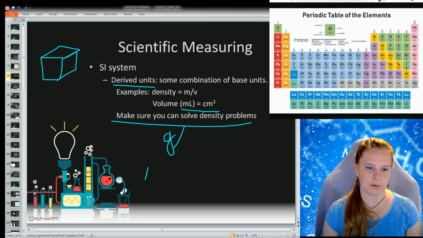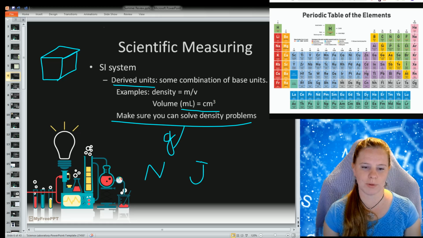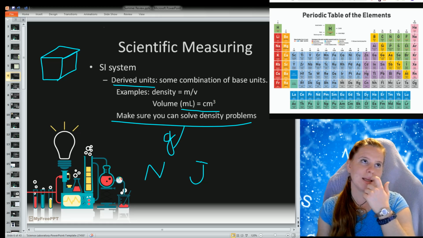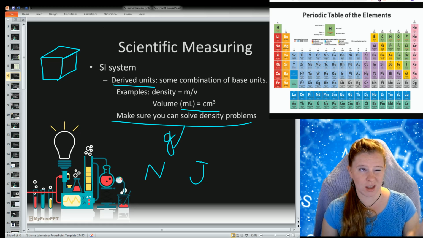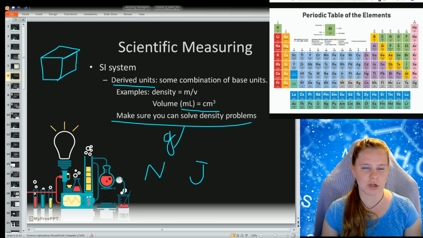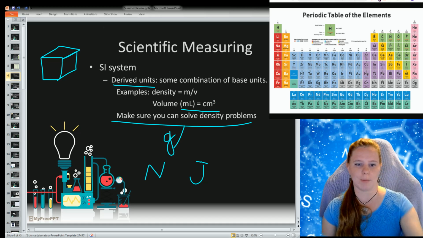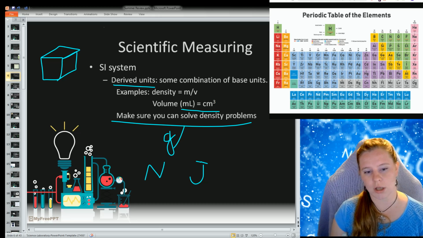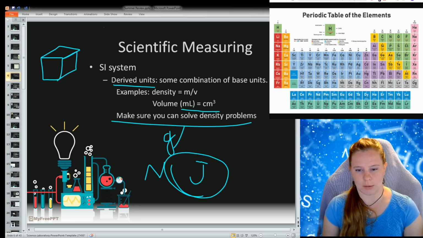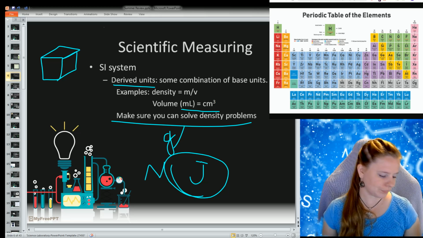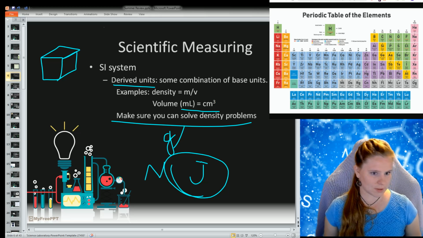Other derived units include things like the Newton and the joule. A joule, I get these mixed up, but it's like kilogram times meter squared over second squared, something like that. It's a combination of base units that make up this other unit called a joule. You could replace this joule with the other units and it would be the same thing. All right. Okay, density problems.